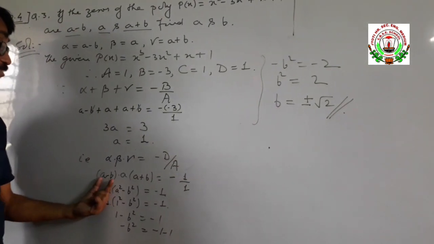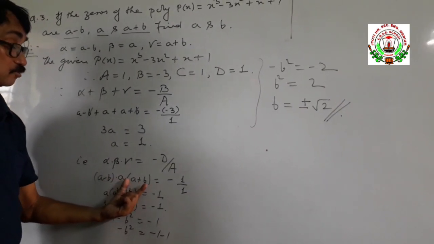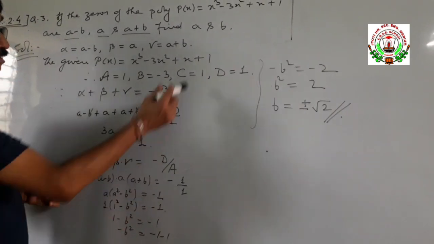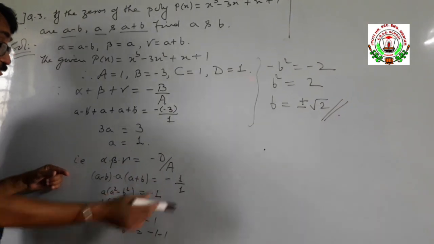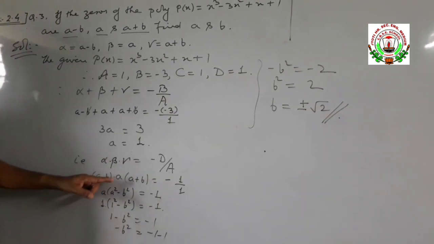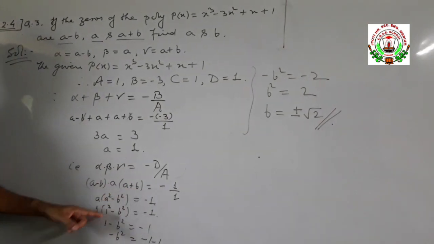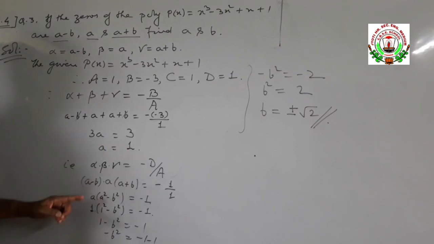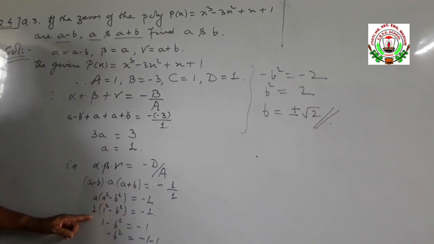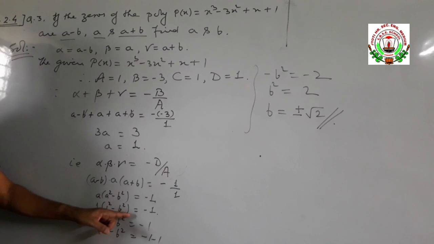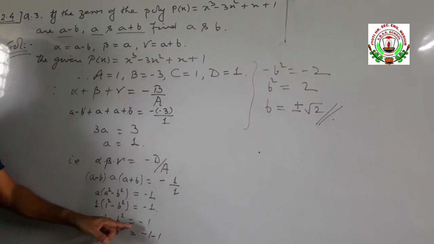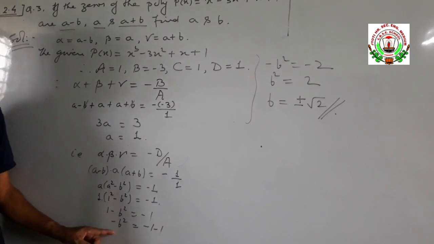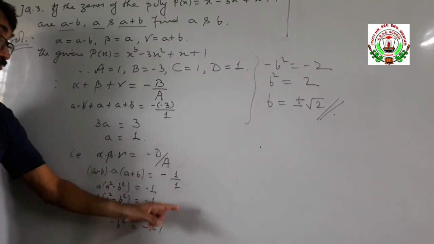So alpha a minus b into beta a into gamma a plus b, value of D is 1, minus 1 upon 1. So a minus b into a plus b is a square minus b square. Now the value of a is 1, we are going to substitute this value here. So 1 into 1 square minus b square, that becomes 1 minus b square equal to minus 1.